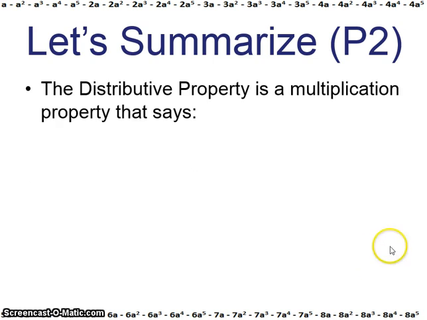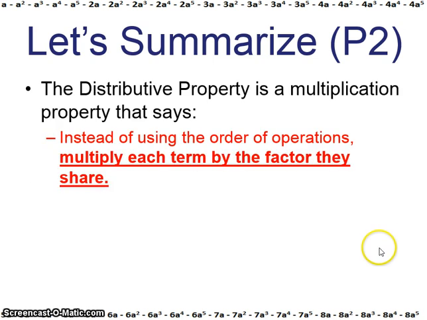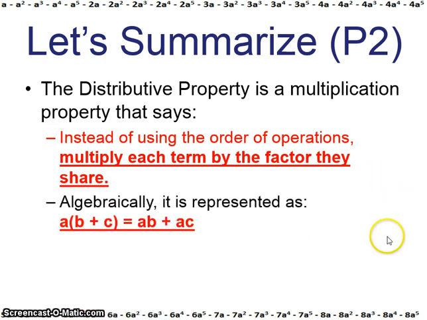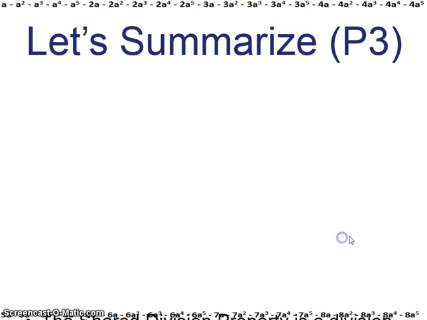The distributive property is a multiplication property that says, instead of using the order of operations, multiply each term by the factor they share. Algebraically, it's represented by, if you have a factor times a sum, then multiply that factor by the first term and add the factor times the second term.